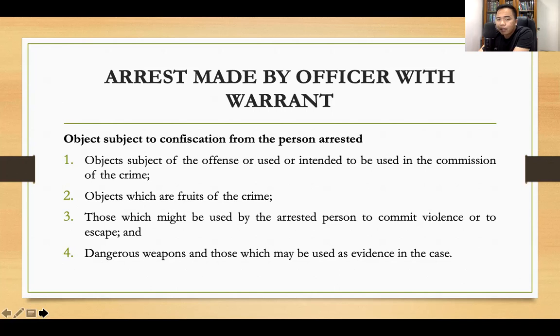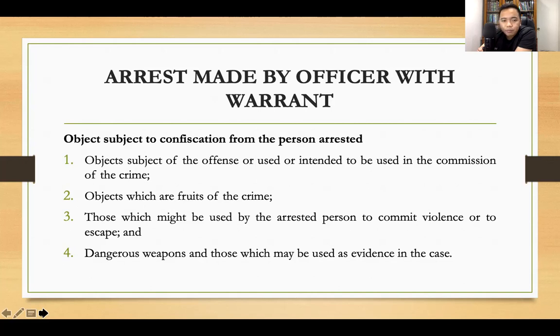But aside from the object, the contraband, what are the things that you need to confiscate as arresting officers? Those objects subject of the offense or used in furtherance of the offense or intended to be used in the commission of the offense, you can confiscate. Just like, for example, a vehicle used to transport in illegal sale of drugs. The objects which are fruits of the crime, meaning, for example, in a bribery operation, the fruits of the crime would pertain to the bribe money.